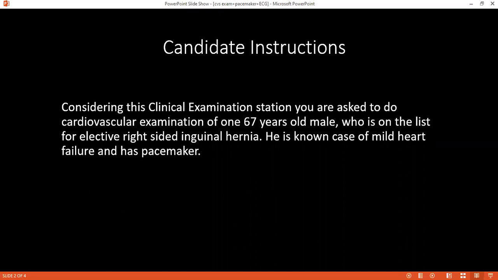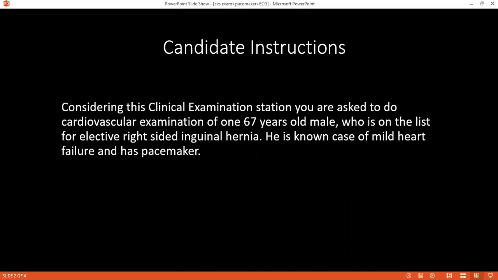You can dress now. Do you want any help with your dress? No, thank you. Did you look for the leg edema? Yes. 10 seconds left. Okay, can you summarize the examination now, please?